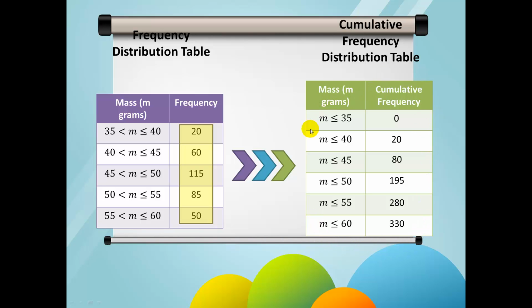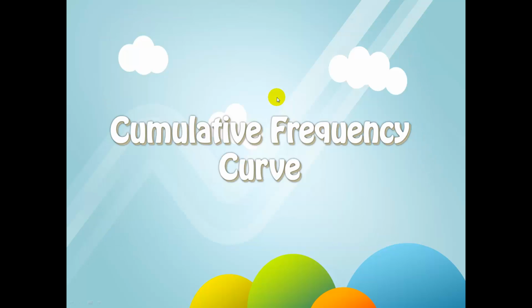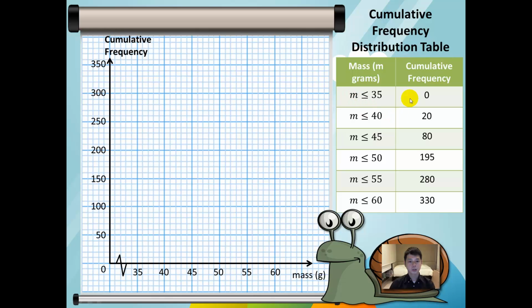Next, by plotting these points here, we will actually get a cumulative frequency curve. You may be curious at this point how the curve actually looks like. Now, let us plot these points here. First, do take note that the y-axis is now called your cumulative frequency. The first coordinate is actually (35, 0), and hence the first point is here. The next coordinate is (40, 20), and we will have a coordinate here. Next, we have (45, 80), which is here.